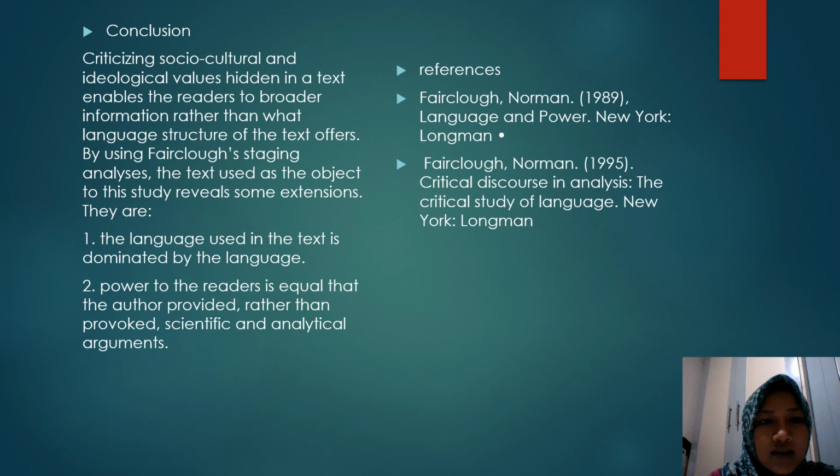Conclusions. Criticizing sociocultural and ideological values hidden in a text enables the readers to gain broader information than what the language structure of the text offers. By using Fairclough's staging analysis, the text used as the object of this study reveals some conclusions. 1. The language used in the text is dominated by evidence-based language. 2. Power to the readers is equal, as the author provided rather than provoked scientific and analytical argument.